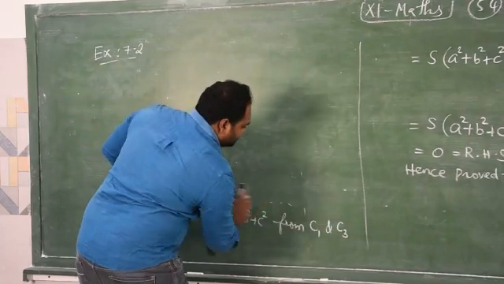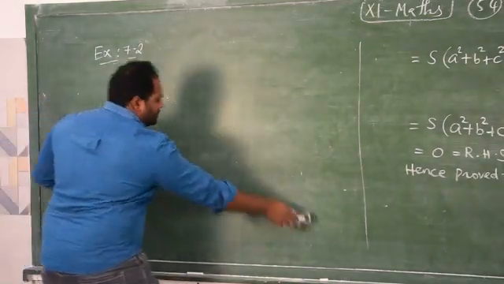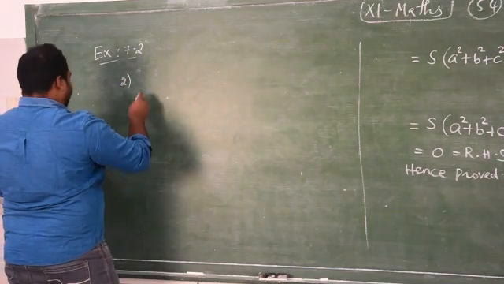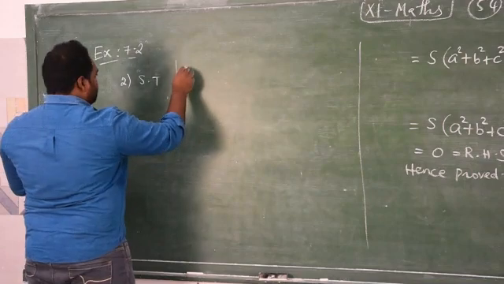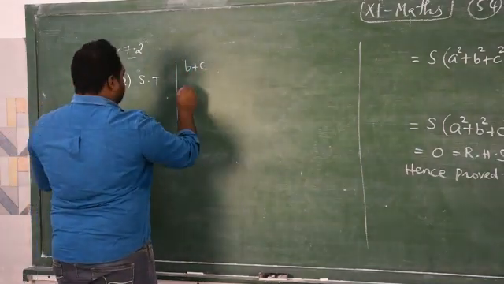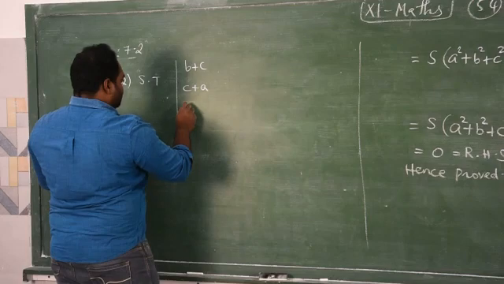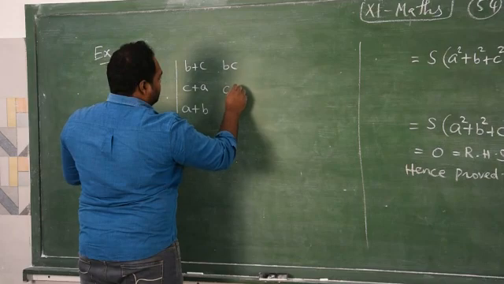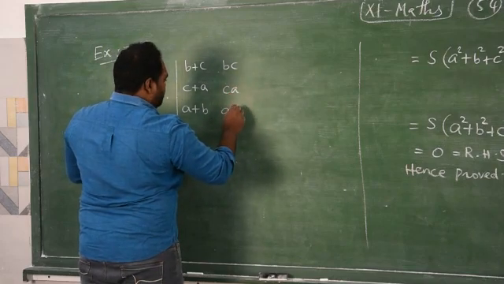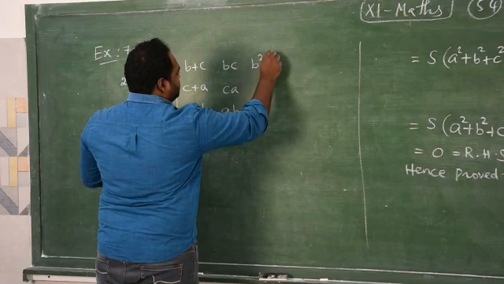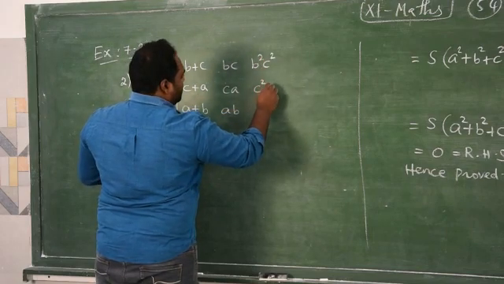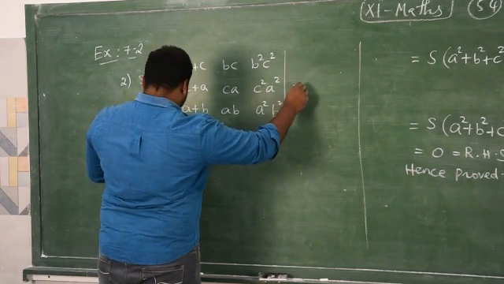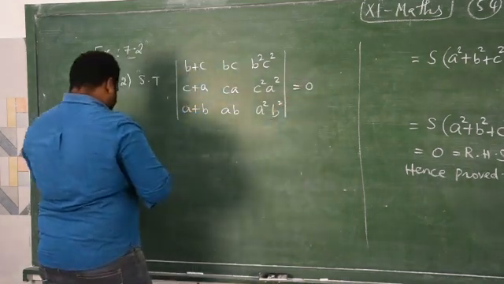Now the second question. Question number 2. Show that the determinant with rows B plus C, C plus A, A plus B; BC, CA, AB; B square, C square, C square, A square, A square, B square equals 0.